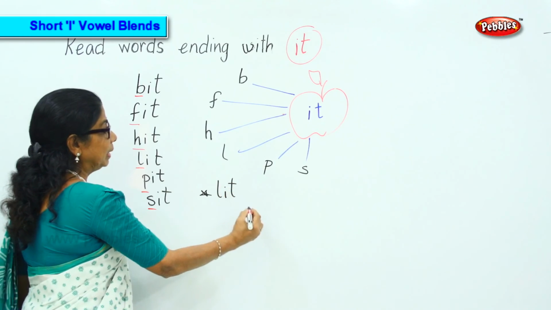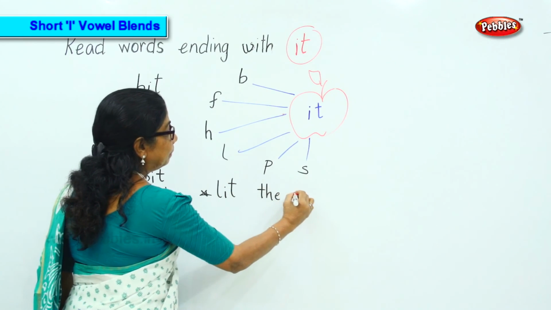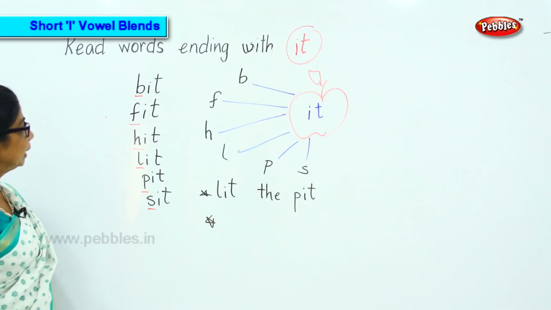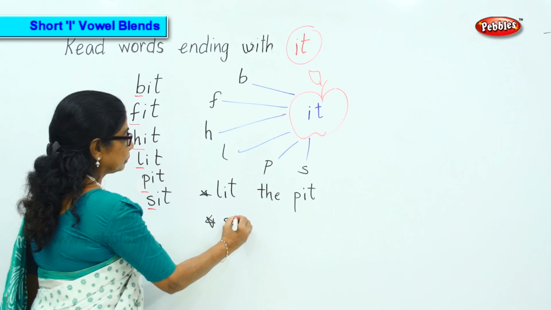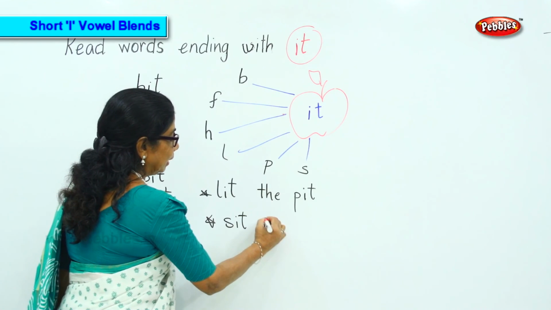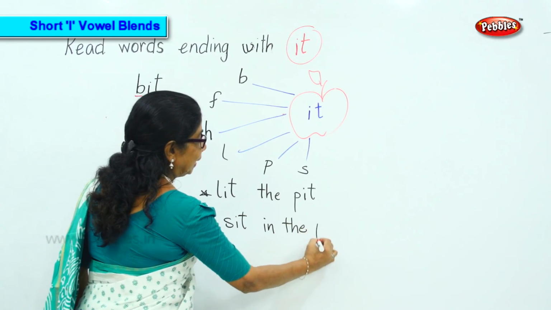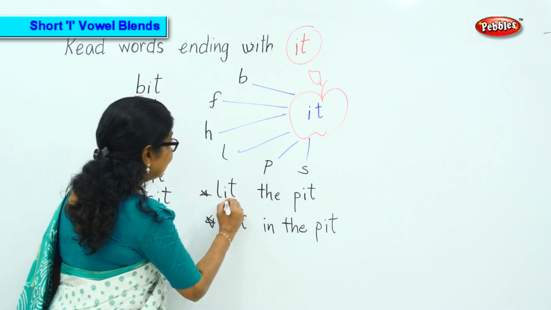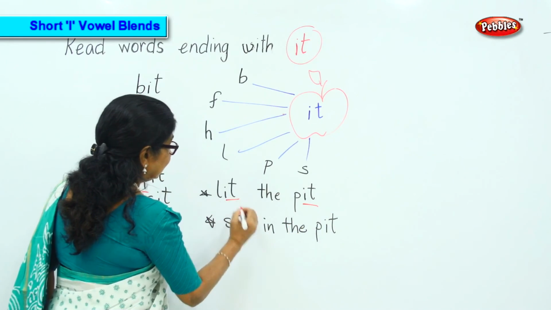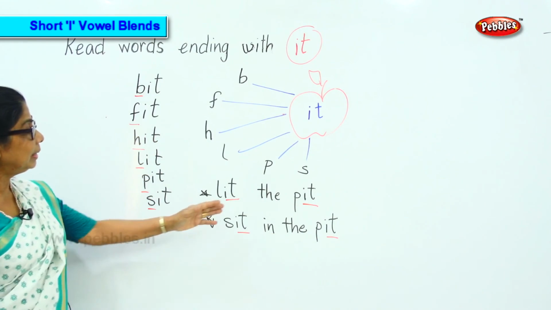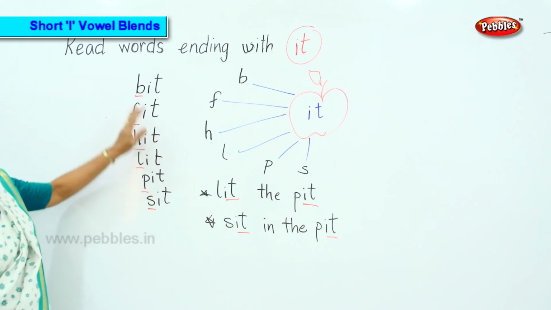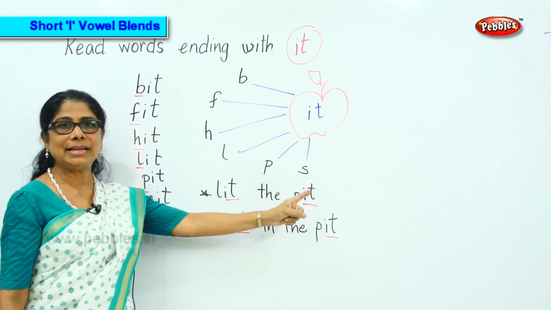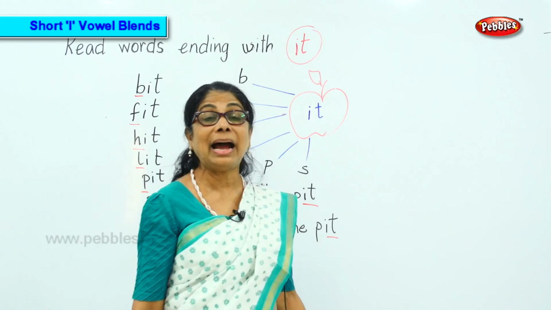Lit. So let's say Tom lit the pit. Lit the pit. There are papers in the pit. Now you can say sit. You can go sit in the pit. Pit is a hole you can make. Okay. So let's read it. Lit the pit, sit in the pit. Bit, fit, hit, lit, pit, sit. Learning to read words ending with IT.